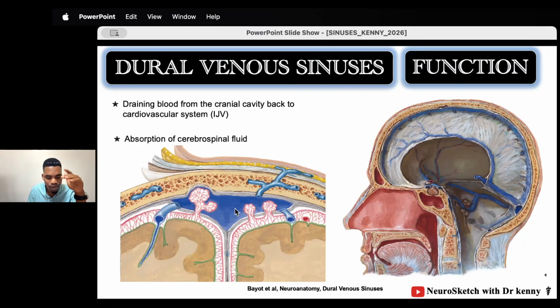Another important function of the dural venous sinuses is that they carry the cerebrospinal fluid back into the venous system. Remember, we said the cerebrospinal fluid is circulating in the subarachnoid space, and at some point it is going to be absorbed into the venous system, into the sinuses of the brain. The fluid from the arachnoid space is brought to the dural venous sinuses by way of structures called the arachnoid granulations, which drain the cerebrospinal fluid back into the veins and into the circulation, and the cycle continues.